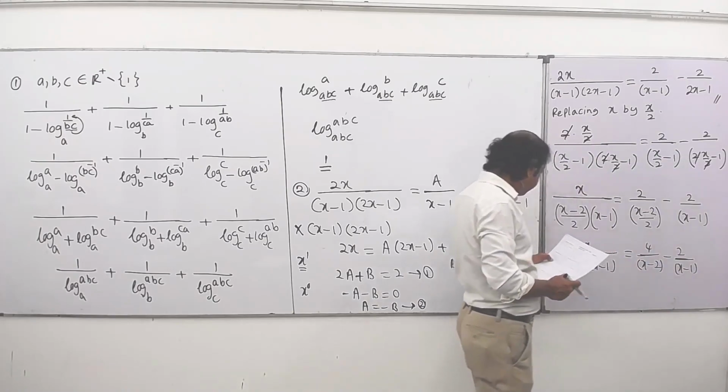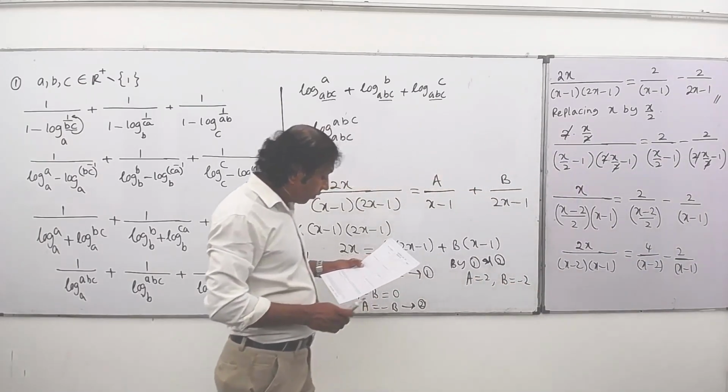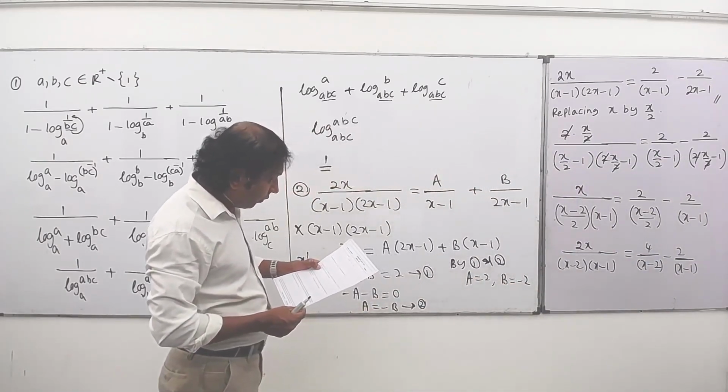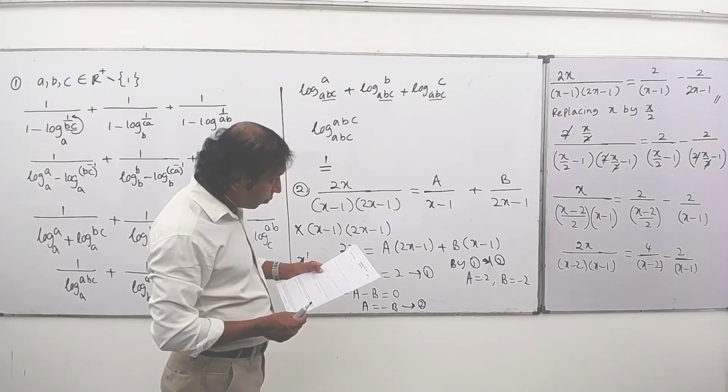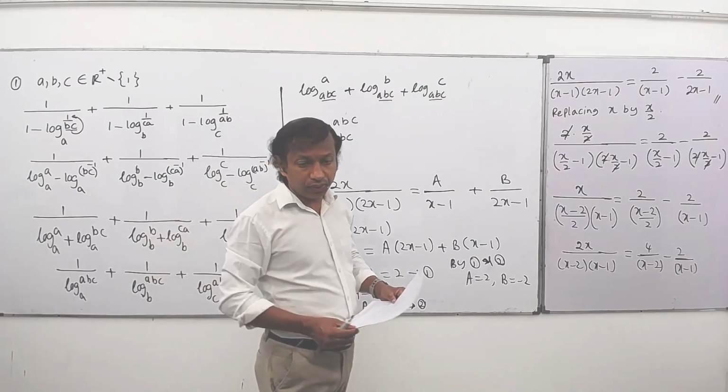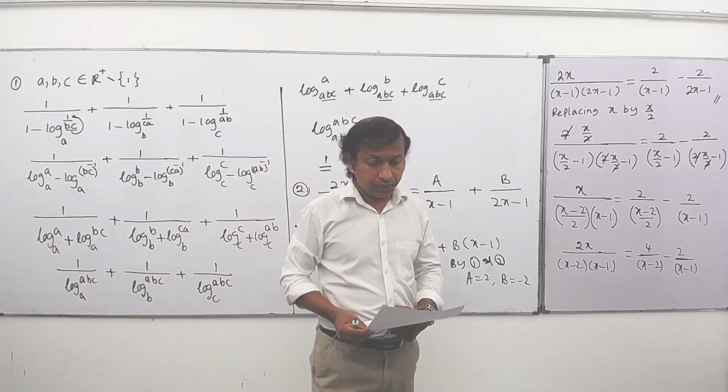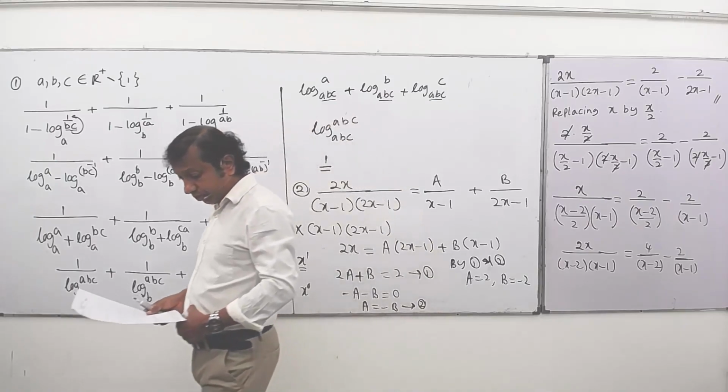Okay. Then we get the partial fraction of 2x over x minus 1 into x minus 2 is equal to 4 over x minus 2 minus 2 over x minus 1. This way we can take the partial fraction of that. Okay. Right. That's how we take that.